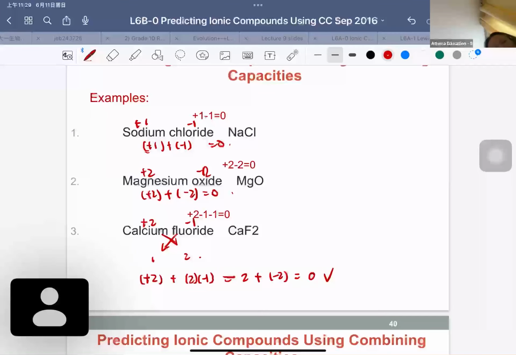And this actually works for all compounds. So no matter what you have in the future, whether it's ionic or molecular or even organic, which is the one you're going to learn in grade 12, the charge will always add up to 0. When you see compounds, it's always 0 because it's neutral. If it's a charged particle, it shouldn't be called a compound.